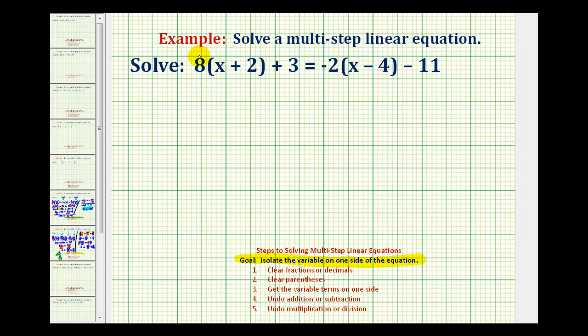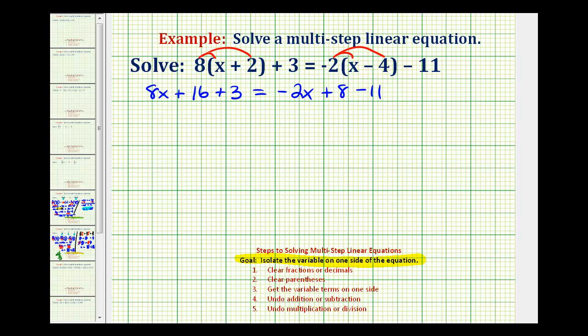So we'll have to distribute the 8 here and the -2 here. We have to be careful here when distributing a negative, and then we also have subtraction. But let's go ahead and start on the left. We're going to have 8 times x, that's 8x, plus 8 times 2, that's 16. And we still have plus 3 equals, and here we're going to have -2 times x, that's -2x. And then because of the subtraction, we can think of this as a -4. So -2 times -4 would be +8. So we're going to write +8. We'll take a closer look at this in just a moment, and then we have -11.